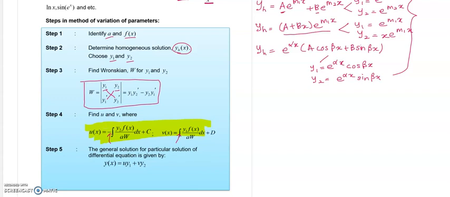And lastly, once we have solved the integrals in step number 4, our final answer is y equals u times y1 plus v times y2. That is the final answer of our solution. In the next part, we are going to see the examples. We have two examples, example 15 and example 16, to illustrate all the steps that we have in variation of parameters.